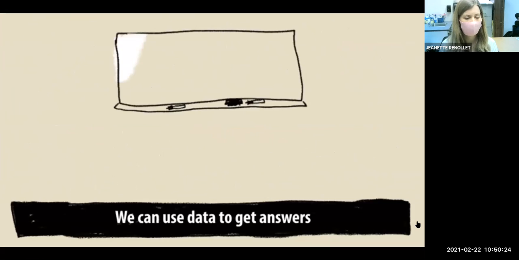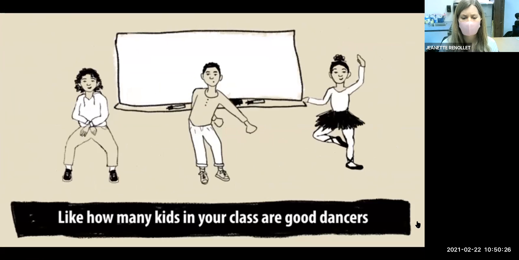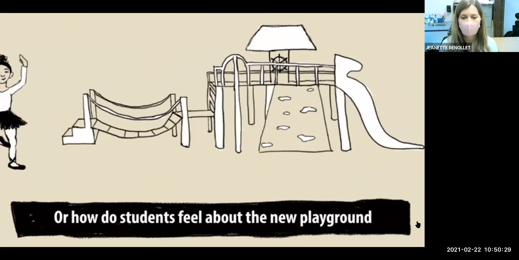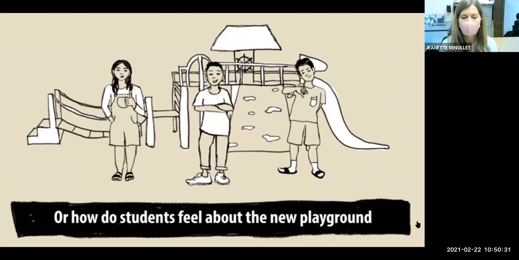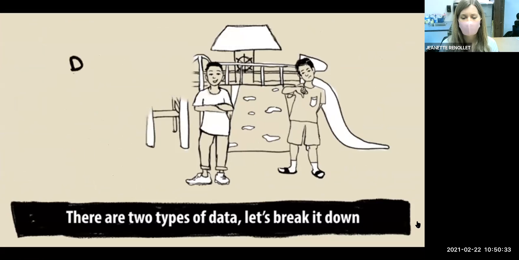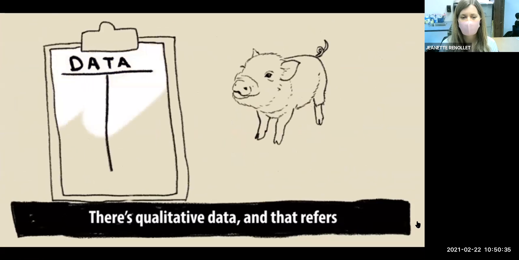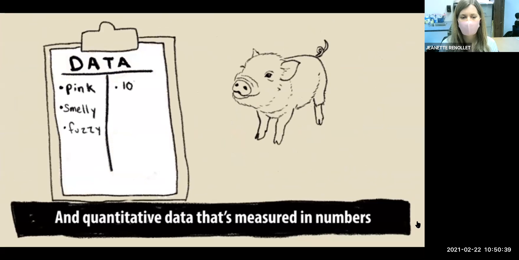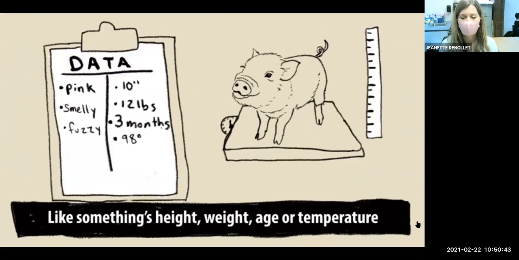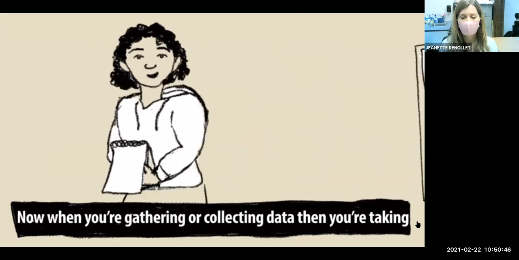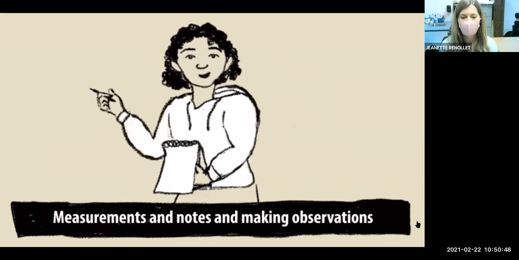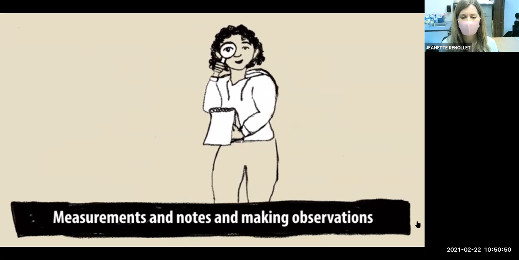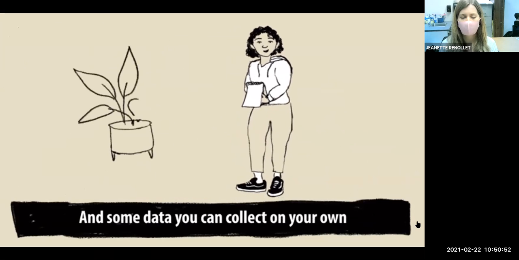We can use data to get answers, like how many kids in your class are good dancers, or how do students feel about the new playground. There are two types of data, let's break it down. There's qualitative data, and that refers to an object's qualities recorded in words, and quantitative data that's measured in numbers, like something's height, weight, age, or temperature. Now when you're gathering or collecting data, then you're taking measurements and notes and making observations. And some data you can collect on your own.